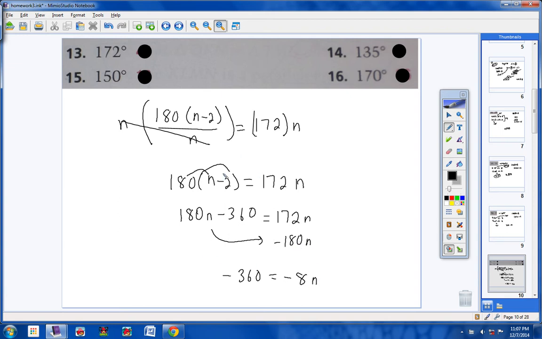Alright, so let's see. And by the way, if you struggle with any of your signed numbers, use your calculator, okay? So 360 divided by 8 is going to give you 45. Alright? So it's a really big polygon. It's a polygon that has 45 sides. Okay? Alright, here we go. Moving on.